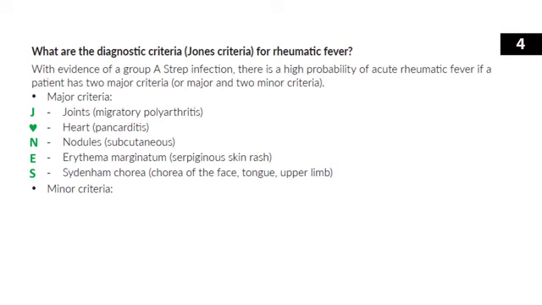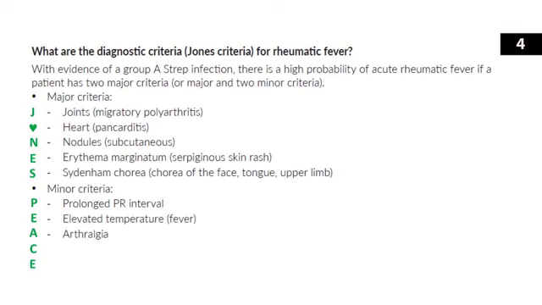Then the minor criteria are less important to know. They spell out the word PEACE. So the P is for the prolonged PR interval, the E is for elevated temperature or fever, the A is for arthralgias, and then technically the C and E go together. So C is for elevated CRP and E is for elevated ESR. And if either of those is elevated, it counts as only one minor criterion.